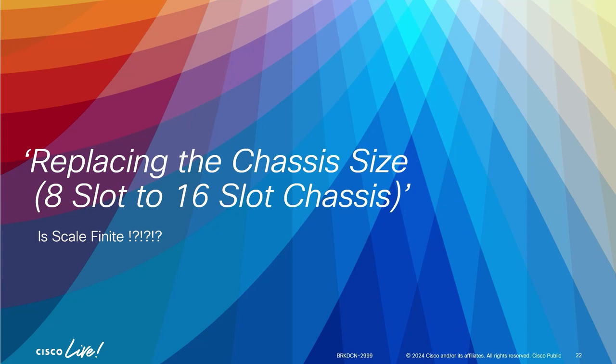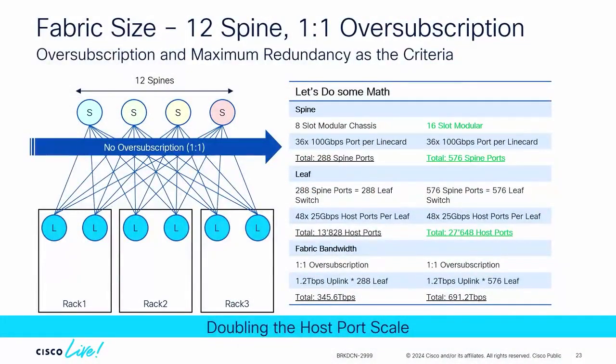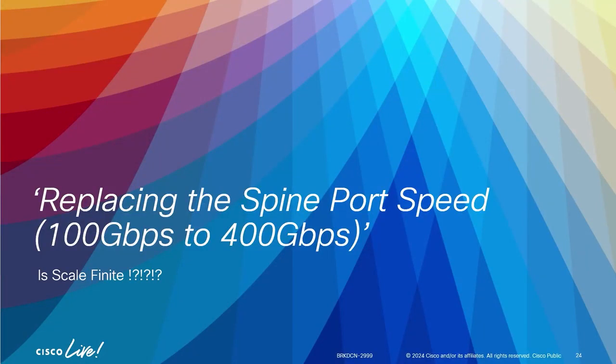So you go from 8 to 16 slots, which you will love to unscrew, unplug the interfaces, plug them back, right? But if you do that, well, you see the math, you can basically double the number of spine ports you have. So you double the number of leaves you can connect. You double the number of endpoints that you can connect to your fabric without changing the oversubscription, which was your criteria to build this network. Okay? The other option you have, I change the speed.